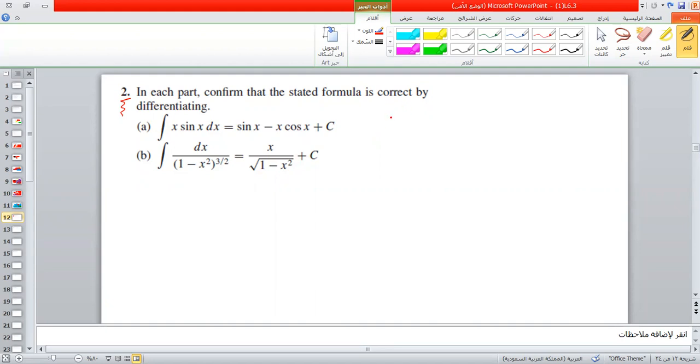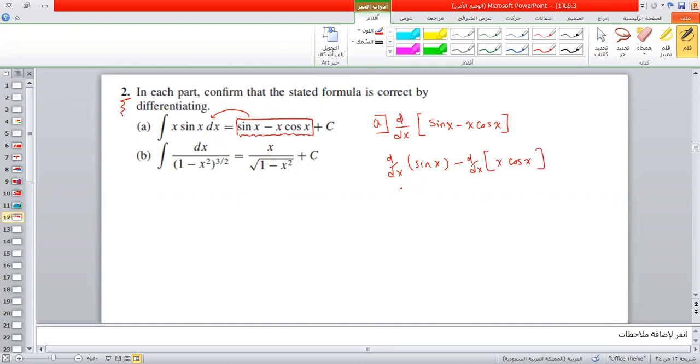To state that this formula is correct, we have to use differentiation. If we differentiate sin x minus x cosine x, it will give us the integrated part, x sin x. So let's find the derivative of sin x minus x cosine x. First we split it into two parts: the derivative of the first minus the derivative of the second, x cosine x.